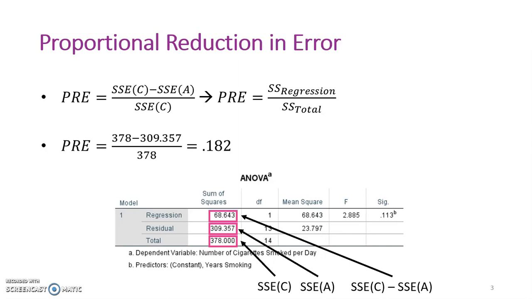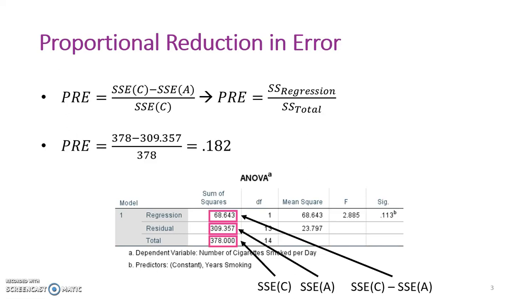So this is basically saying this is the sum of squared errors once we have included a predictor in the model. So it's slightly reduced from the total sum of squared errors. And then the sum of squares regression, or this top row, is actually the difference between those two bottom values. So this is the difference between the sum of squared errors for the compact model and for the augmented model. And this is actually the numerator of proportional reduction in error.